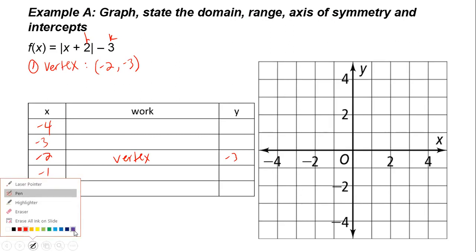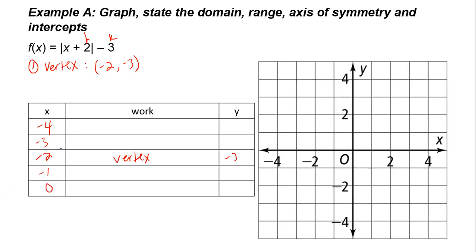All right. So, now we are going to plug in. So we have -3. I'm going to substitute -3 plus 2 minus 3. We have -4 plus 2 minus 3. We have -1 plus 2 minus 3. And we have 0 plus 2 minus 3.